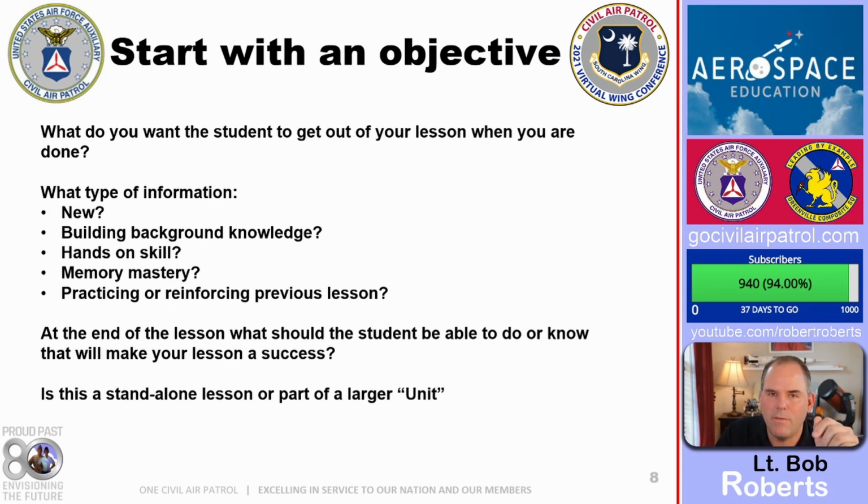Also, is this lesson a one-off lesson, or is it really part of a bigger unit? You may have a lesson that's actually 5 lessons as opposed to just 1 lesson. And then we would call that a unit. So that's good to identify at this stage.